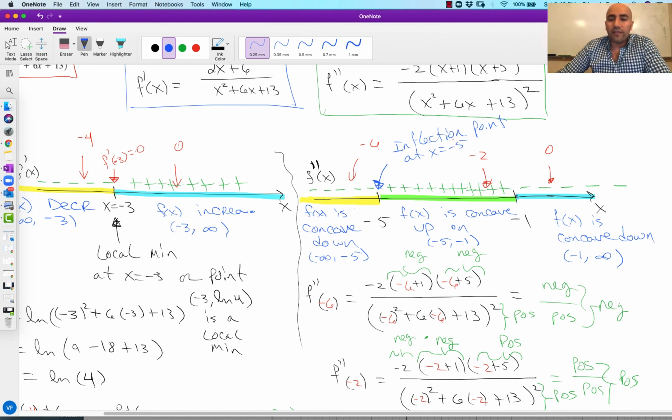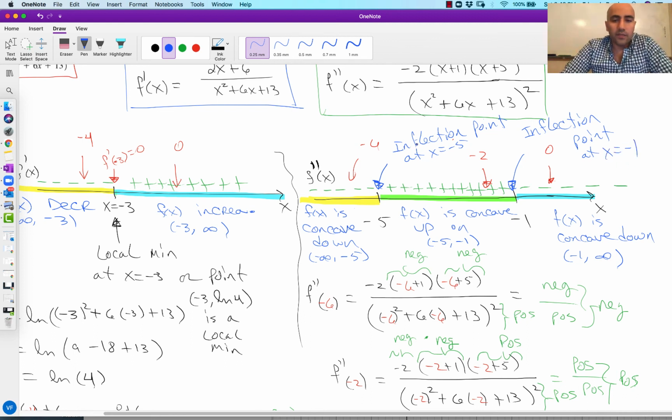Likewise, there's an inflection point here because we see a sign change in the second derivative from positive to negative. So here, we will also experience an inflection point. Inflection point at x equals negative 1.